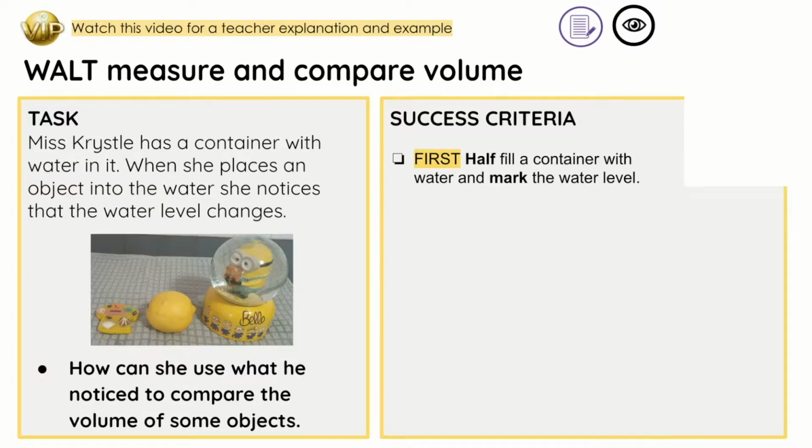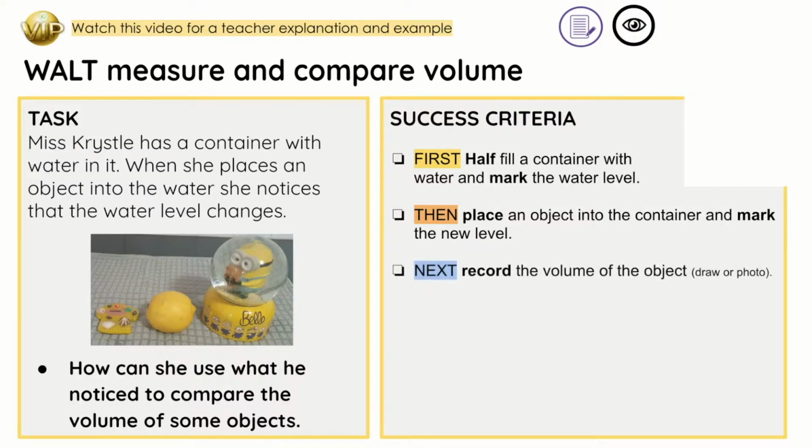The first success criteria is to fill half a container with water and mark the water level. Then we're going to place an object into the container and mark the new level of water. Next, we will record the volume of the object. We can draw this or take a photo. And after that, we will measure and compare the volumes of other objects.